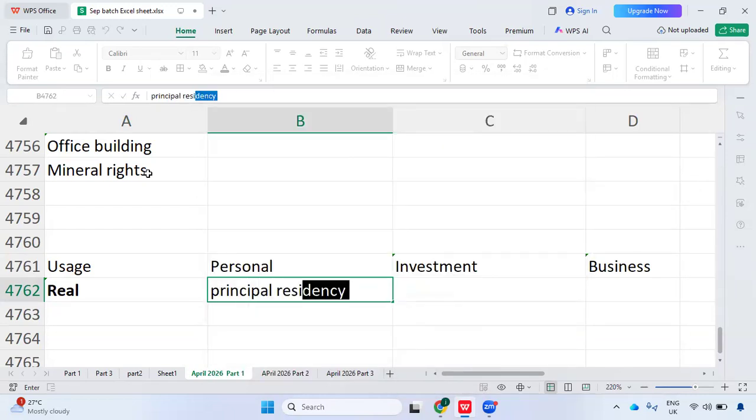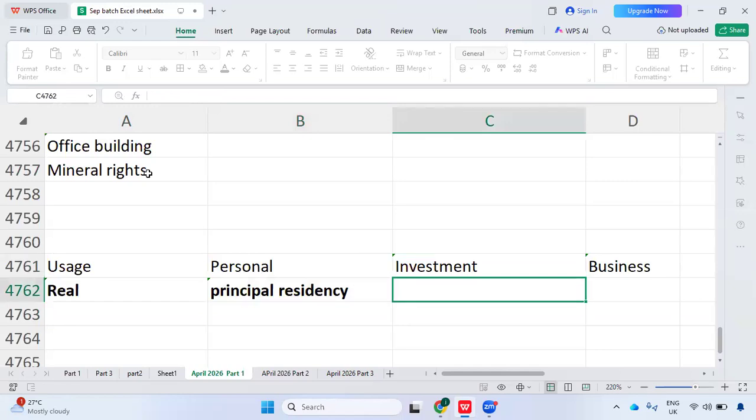Principal residency: you have a real estate property and you are using it for your personal purpose. The taxpayer has a house where he is actually living. That kind of property is real estate and personal use property. And investment real property, the best example I can say is land.